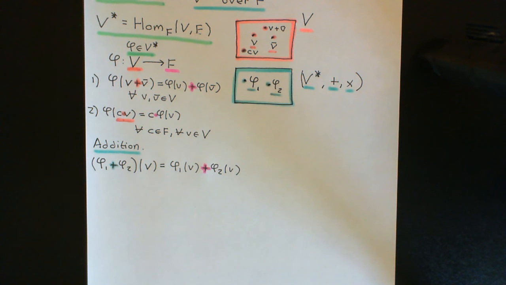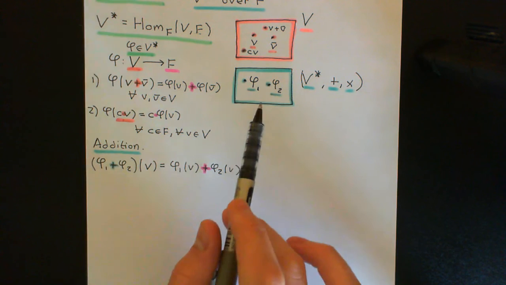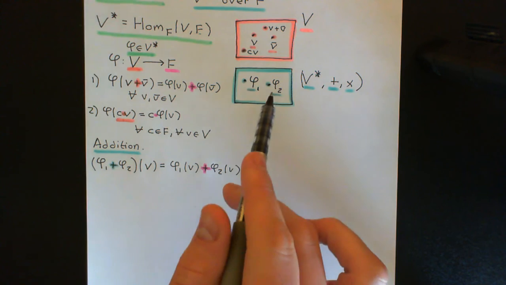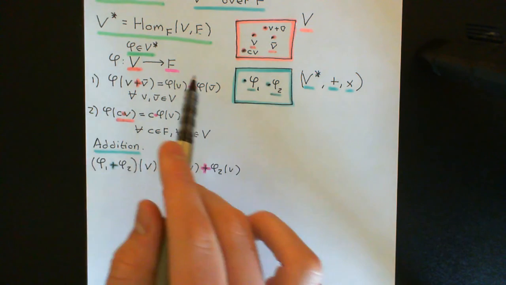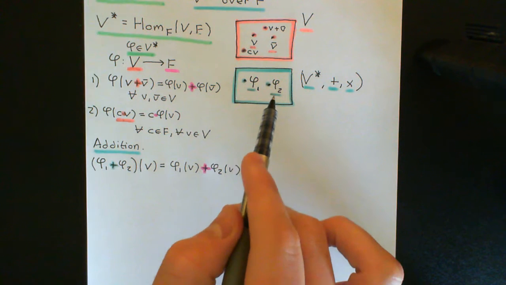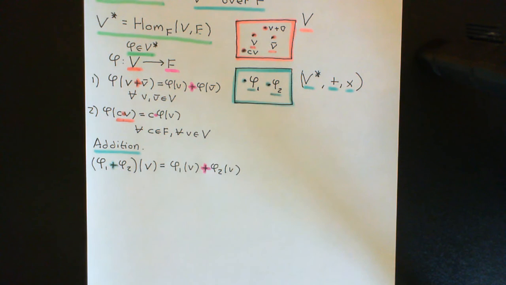And the first thing we need to check is that if we define phi1 plus phi2 to be this function here, we need to check that that function actually is a linear map. We need to check that this is a function from V to F that is satisfying these two criteria and therefore is in this dual space. Otherwise we've got a big problem, because it's not even going to obey the first criterion that addition must obey in a vector space, which is closure.